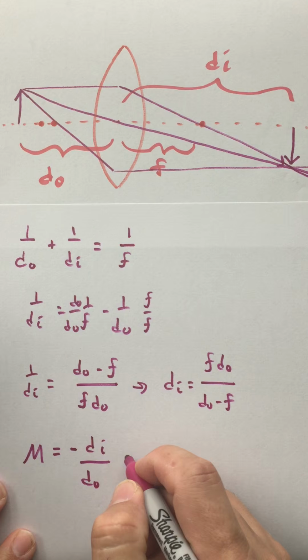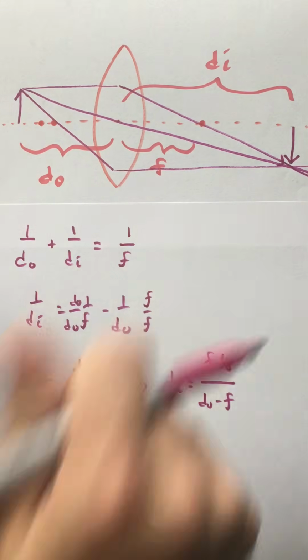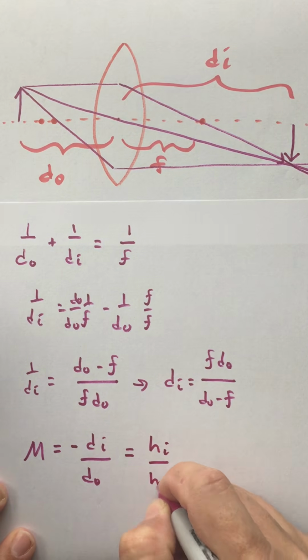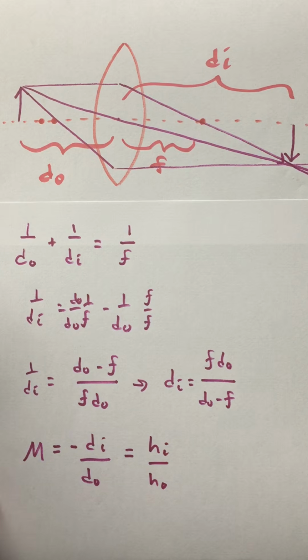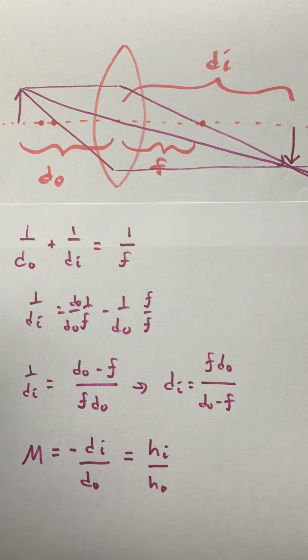I can also define this one other way. By looking at the relative heights of the image and the object, I can define this as the height of the image over the height of the object. Hi-ho if you want to, right? It's off to physics we go, I suppose. So the magnification here and the thin lens equation are the two workhorses to solve problems with this.